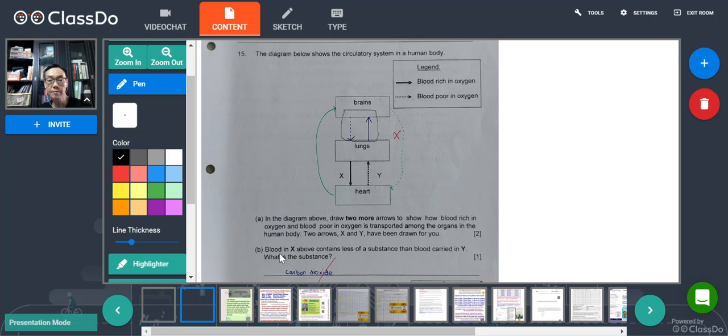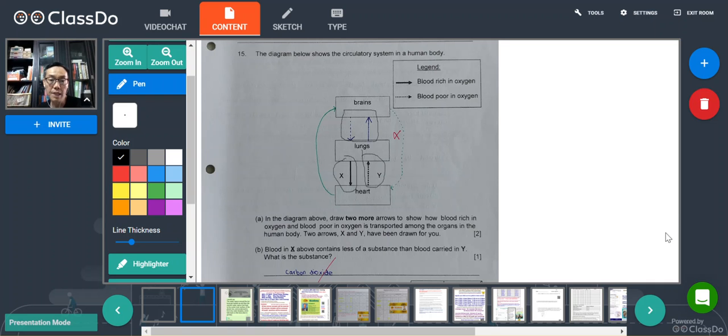And part B, blood in X above contains less of a substance than blood in Y. What is the substance? So you can see here, blood in X. So X means this part, which is rich in oxygen. So students are required to answer what is the substance that is less in X than in Y. They say blood in X contains less of a substance than the blood carried in Y. That means what is lesser here in X than here in Y. So the answer is carbon dioxide.